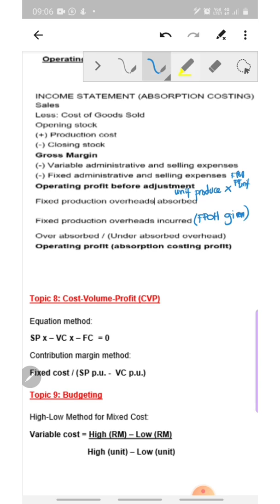So fixed production overhead absorbed minus fixed production overhead incurred, you will get either over absorbed or under absorbed overhead. Then from operating profit before adjustment, if it is over absorbed, you will add. If it is under absorbed, you will minus, and you will get operating profit. Alright, that's all.